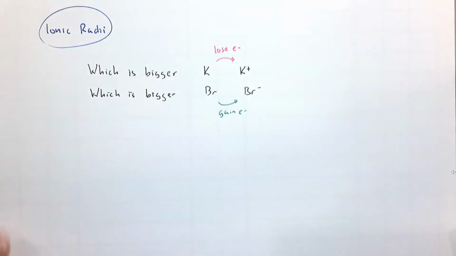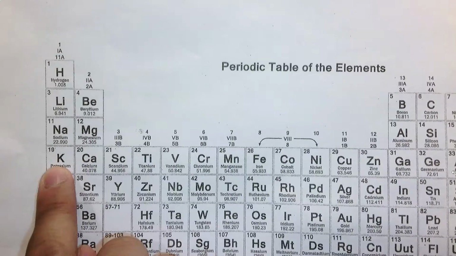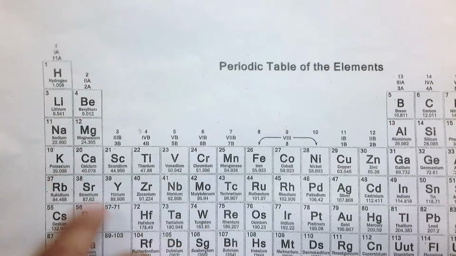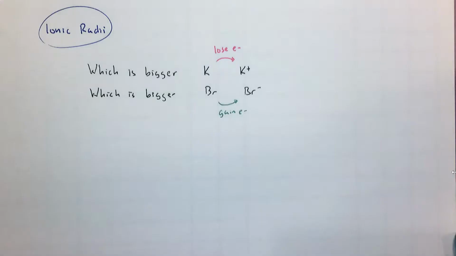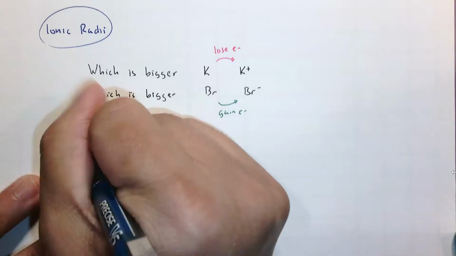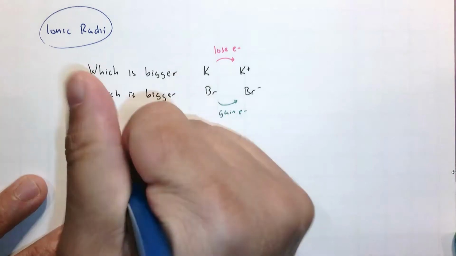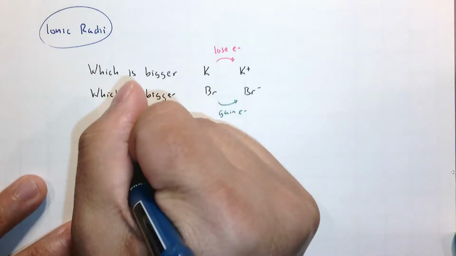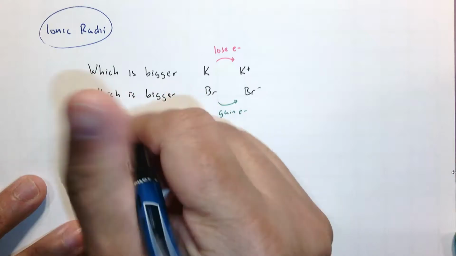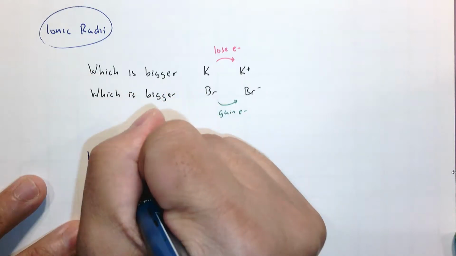Let's take a look at potassium. If we look on the periodic table, potassium has 19 protons, and it's in n equals 4: 1, 2, 3, 4. Right now, I don't have a clear idea of what the answer is, so I'm going to jot down some data. K, when it's neutral, has 19 protons and 19 electrons because it's neutral.